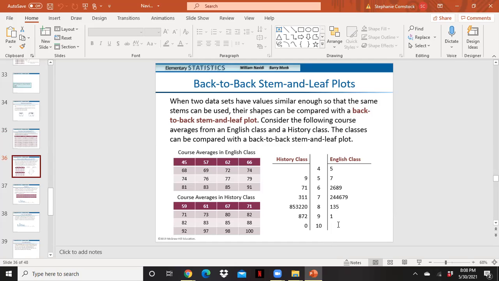But you are able to compare, and we can see that the English classes start a little lower, while the history classes start a little higher and move into a higher grade range. You are able to compare and can say that averages in the history class appear to be higher than averages in an English class.